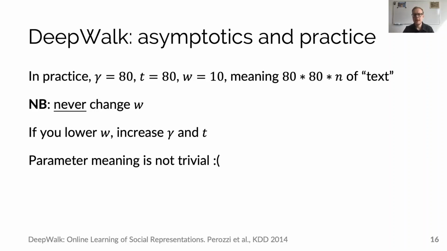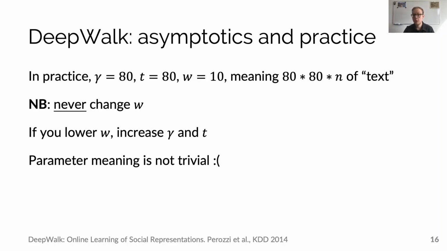So that means that we have quite a few, like 6,400 times the number of nodes, pieces of words. So if we actually want to store them, that's actually a lot of disk, but I will talk about that a bit later. The important thing about this algorithm in practice is that you never change W. I know there are some papers that do that and set it to 5 or something. They really lower the quality of DeepWalk by doing that.